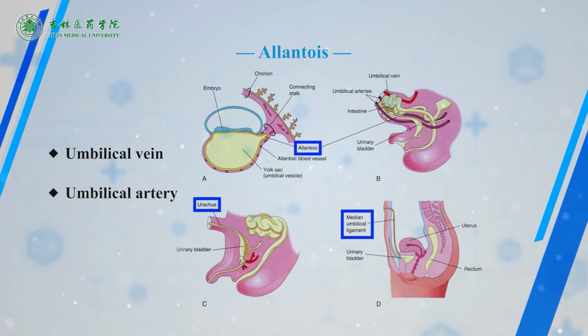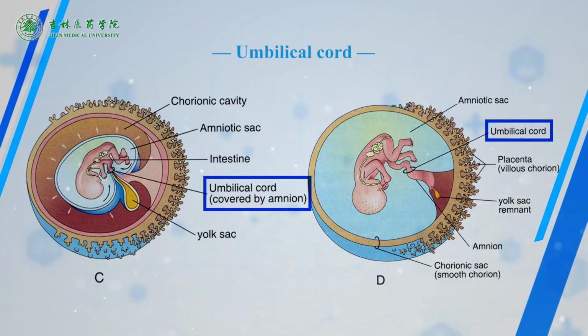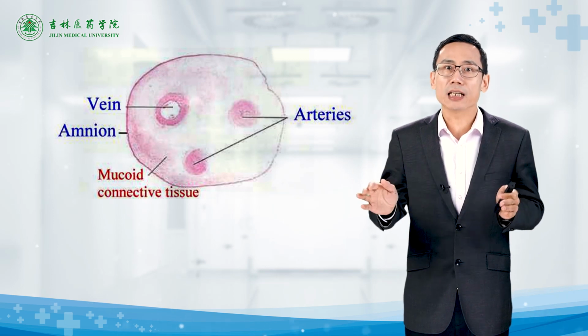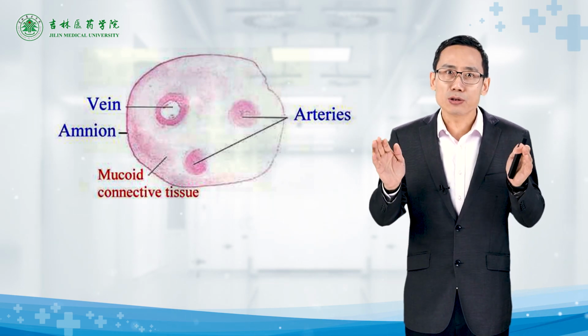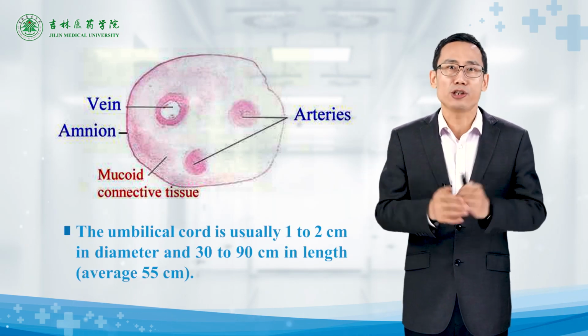The allantoic artery and vein form in the extraembryonic mesoderm of the allantoic wall, later evolved into the umbilical artery and vein in the umbilical cord. The umbilical cord is a cord-like structure connecting the umbilical part of the embryo and the placenta. The cord is covered with amnion and contains mucinous connective tissue. In addition to the atretic yolk sac and urachus, there are also umbilical artery and vein in the connective tissue.